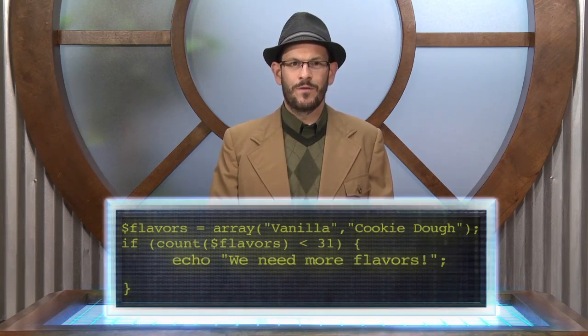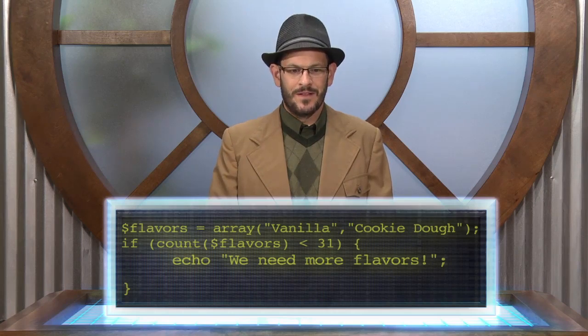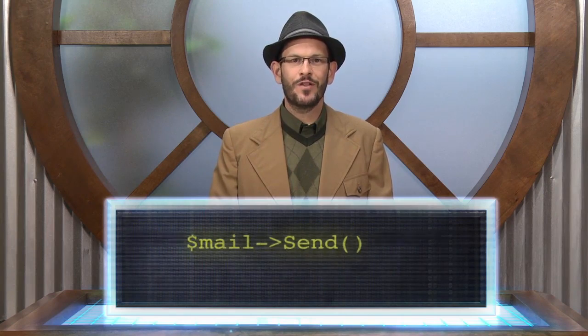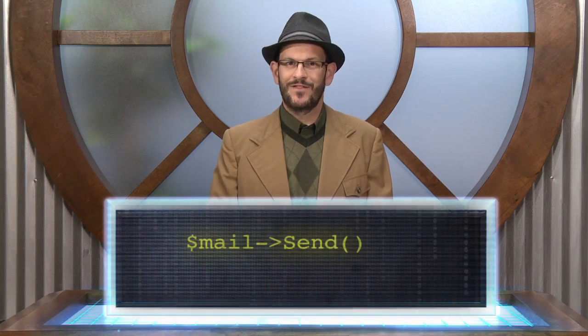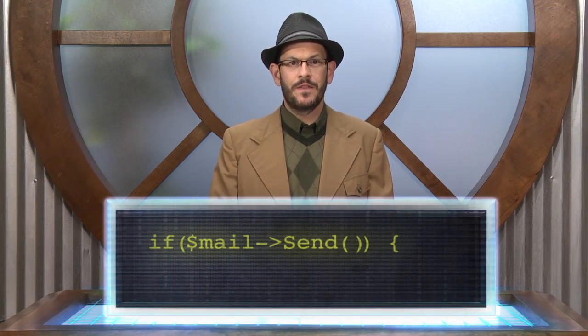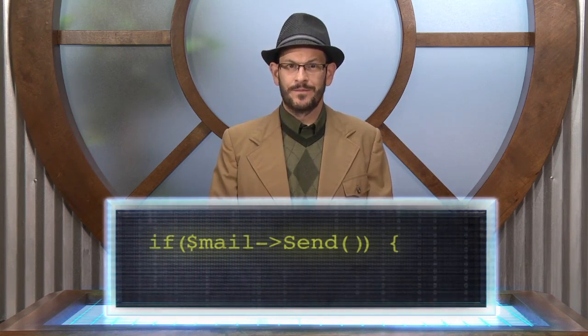Let's now look at the code from the PHP mailer example. PHP calls the send method, which should send the email using all the properties we set up earlier. The send method returns a value of true or false, true if it's sent and false if it didn't send. We can write a conditional that checks the return value like this. If it worked, if the email was sent successfully, then the code in this conditional will execute.